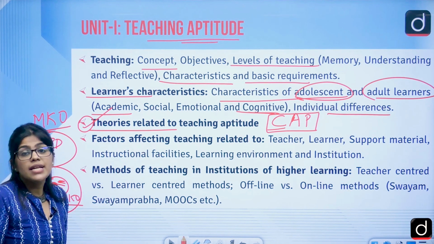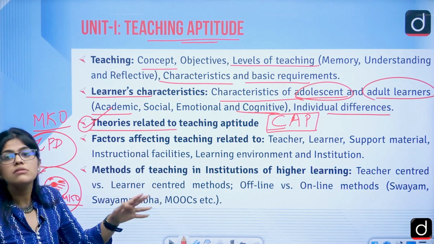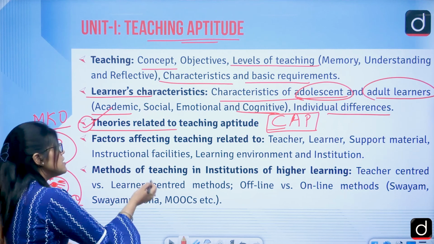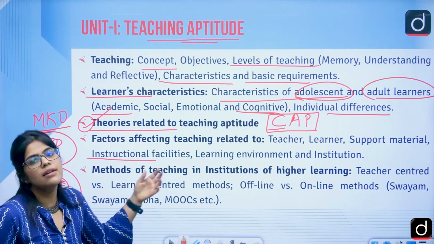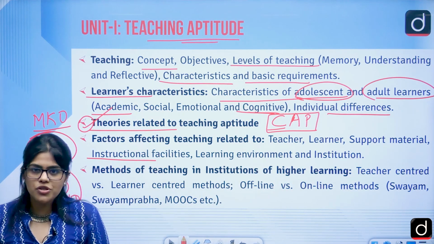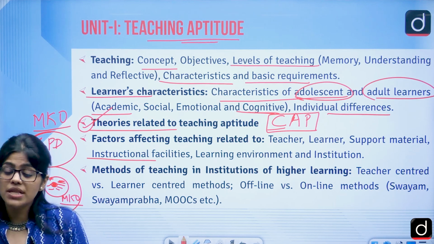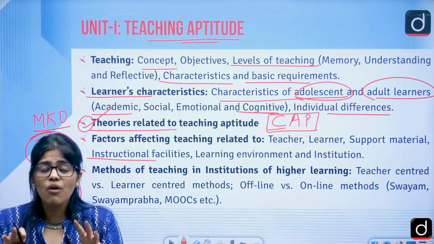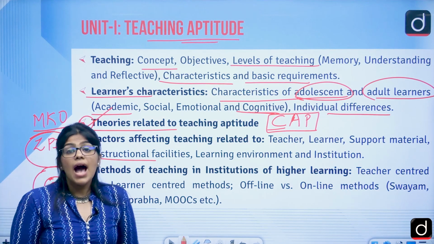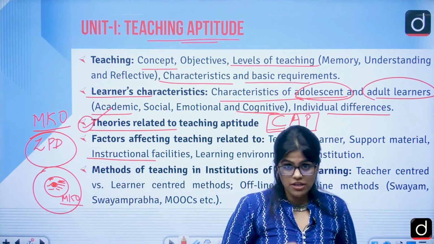Then we'll be dealing with the factors affecting teaching. Now, teaching can be affected by a lot of factors. A teacher, a learner, support material from which you are studying, instructional facilities, and learning environment. Also, institution plays a very important role. Now, there are different factors. Dependent variables and independent variables are always there in a teaching process. I will make things clear.